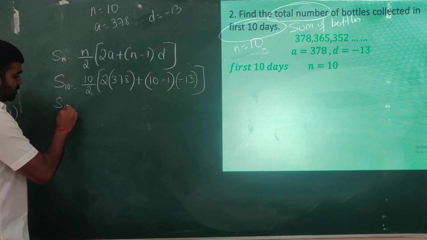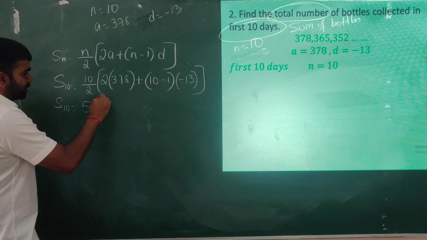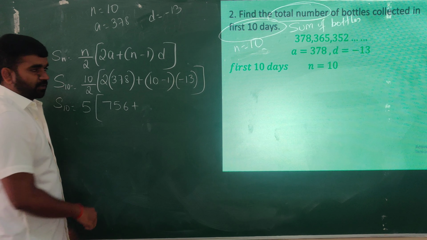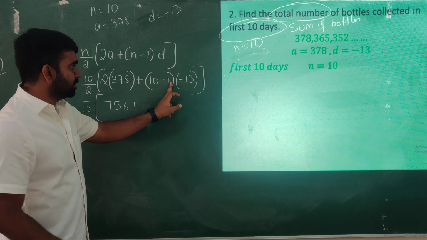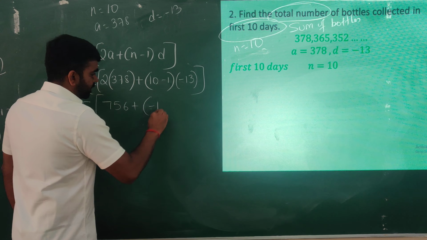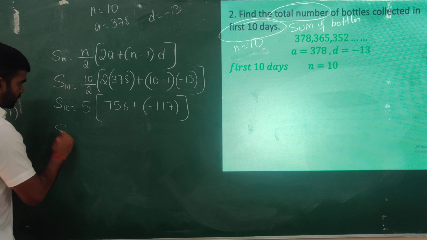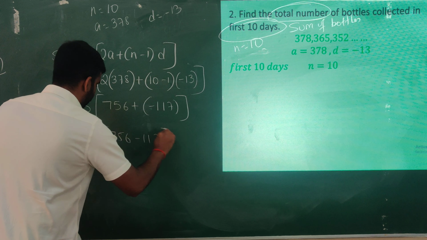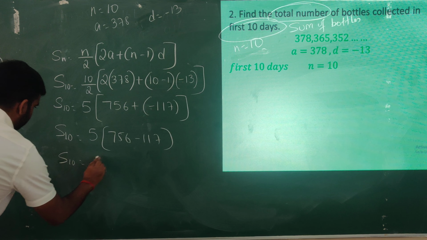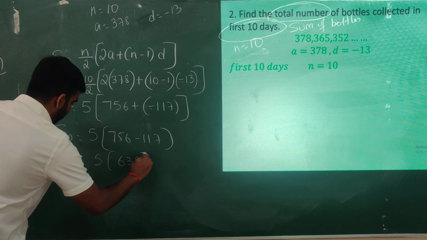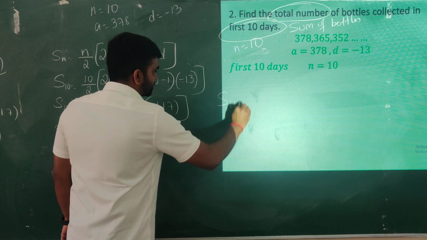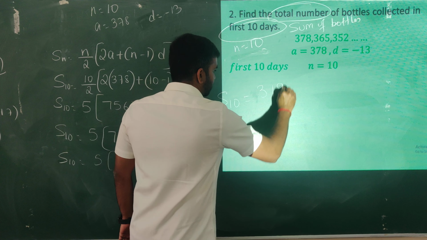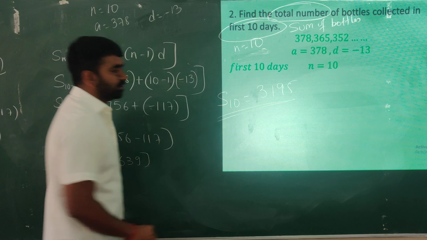So S10 is equal to 10 by 2, which is 5, into 378 into 2, which is 756, plus 10 minus 1, which is 9. 9 into minus 13 is minus 117. So S10 is equal to 5 into 756 minus 117. When you subtract, S10 is equal to 5 into 639. When you multiply 5 into 639, it is equal to 3195. S10 is equal to 3195.